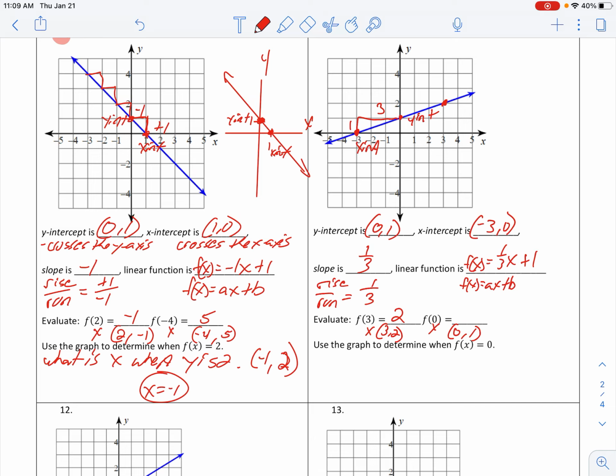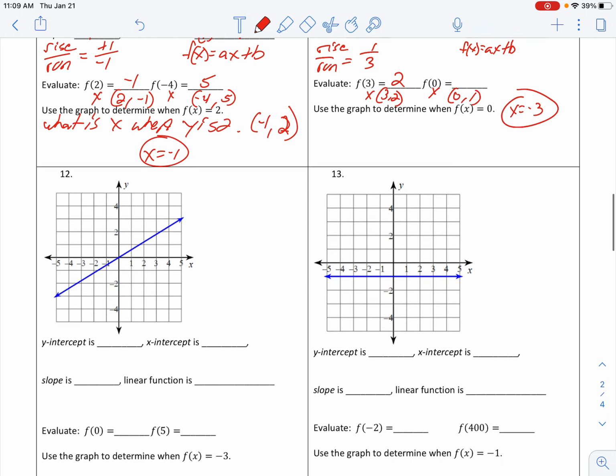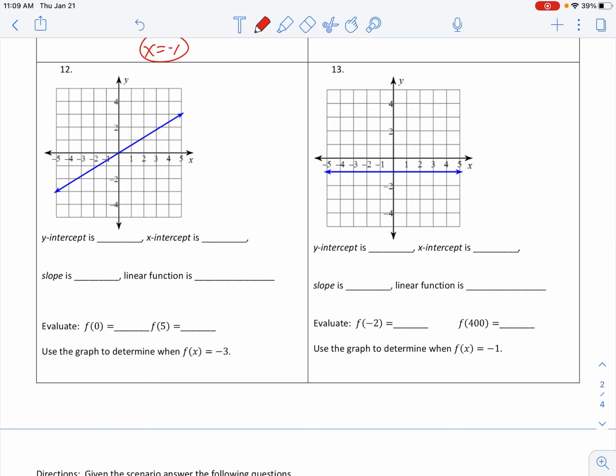When f of x is 0, please pay attention to the formatting of it. It is a little bit different. That is saying, hey, when the y is 0, what did the x have to be? So when the y is 0, here's the y-axis. When it's 0, that is located right there at -3, 0. So x is -3.